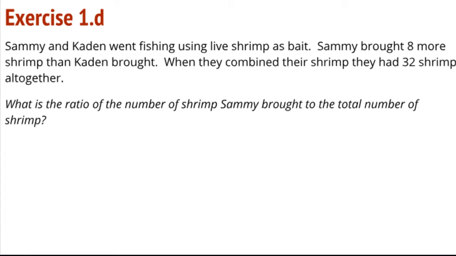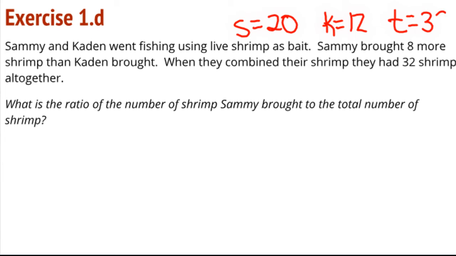The ratio of the number of shrimp Sammy brought to the total number of shrimp. Well, we know that Sammy had 20, and we know that Caden had 12. We know that the total number of shrimp is going to be, I shouldn't write those with ratio symbols. Let me try again. Sammy is equal to 20 shrimp. Caden is equal to 12 shrimp. The total number of shrimp is 32. There we go. And the ratio of the number of shrimp Sammy brought to the total number, Sammy is 20 to 32.